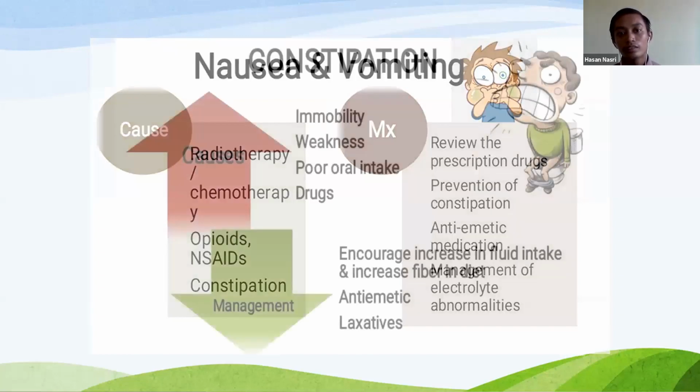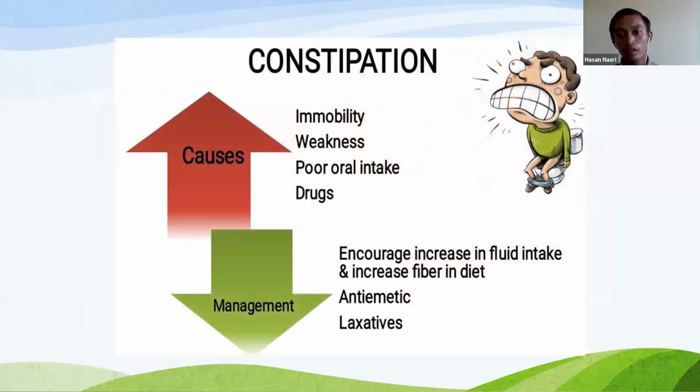Next is constipation. Causes of constipation are immobility, for example being bedbound or muscle weakness, or poor oral intake, or any medications. So we promote increased fluid intake, also fiber in their diets, and also give laxatives to allow better bowel movement. Next.